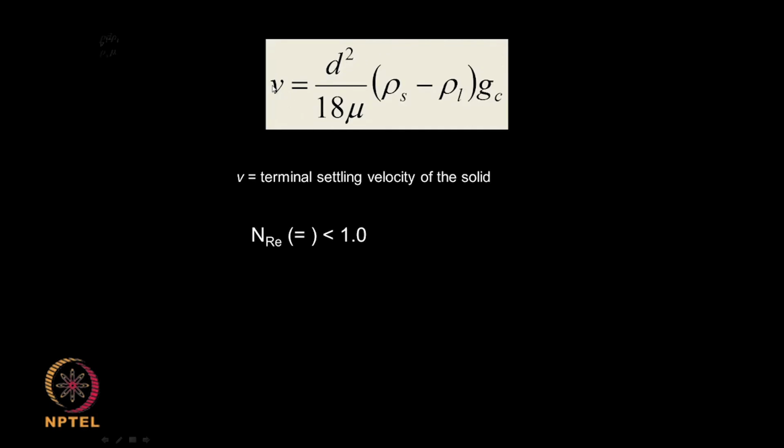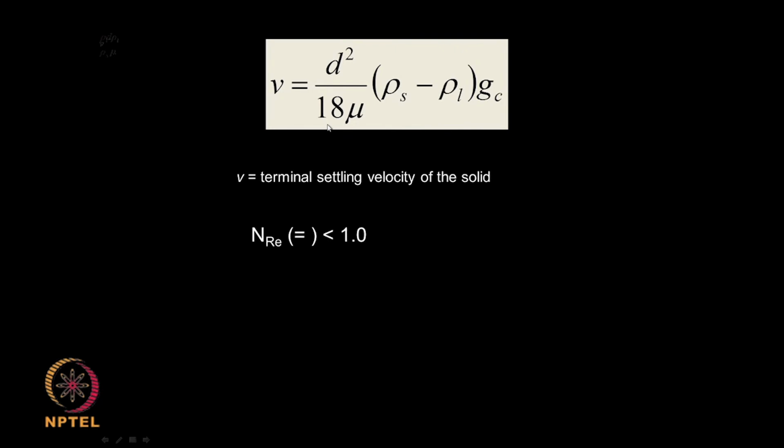The terminal settling velocity is proportional to d squared, where d is the diameter of the solid, mu is the viscosity of the liquid, rho s is the density of the solid, and rho l is the density of the liquid, and then you have g, the gravitational acceleration. So, the terminal settling velocity depends upon the diameter of the solid. The larger the diameter, the faster it will come down. It is inversely proportional to viscosity. If the viscosity of the medium is high, the settling velocity becomes low, and the driving force is rho s minus rho l. If I have a large difference, then I will have a large settling velocity. If you have a small difference, I will have a small settling velocity.